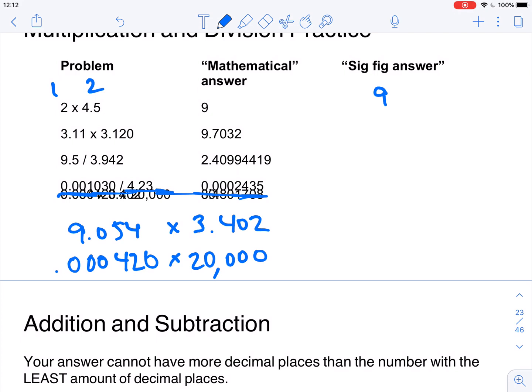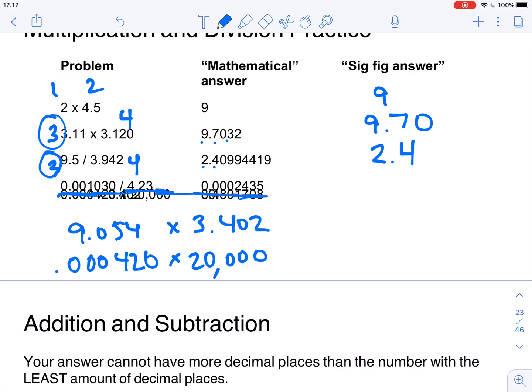For 3.11 times 3.120, I need to look at these sig figs. 3.11 has 3 sig figs. 3.120 has 4 sig figs. My answer should only have 3 sig figs. So if I count across, I have 1, 2, 3 sig figs. That 3 is going to round me down. I'm going to get 9.70. If I'm dividing, which follows the same rules as multiplying, 9.5 has 2 sig figs. 3.942 has 4. My answer should have 2. So when I look at my answer, 2.4, that 0 rounds down, my answer is going to be 2.4.